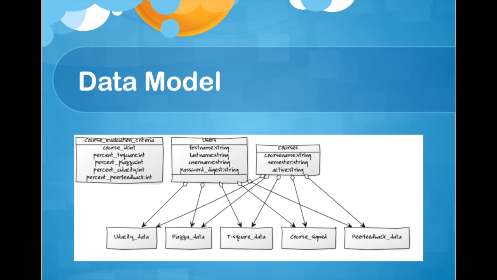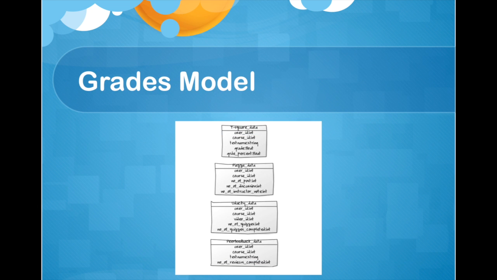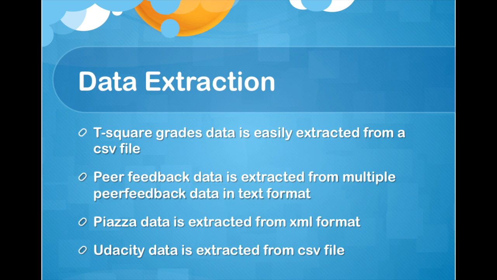This is the data model for the project. The app stores user information and course information, also course evaluation criteria. The data model currently uses only a few pieces of information for the scope of the project. Rails provides a flexible data model build that allows easy modification to the data structure.